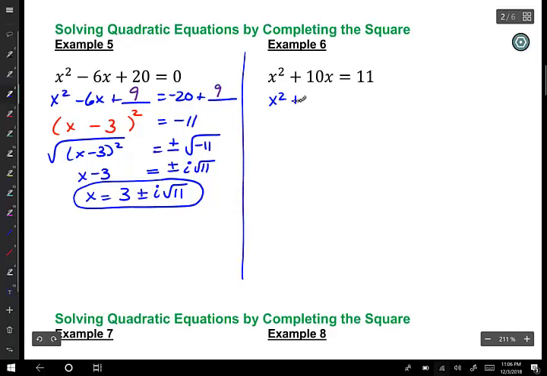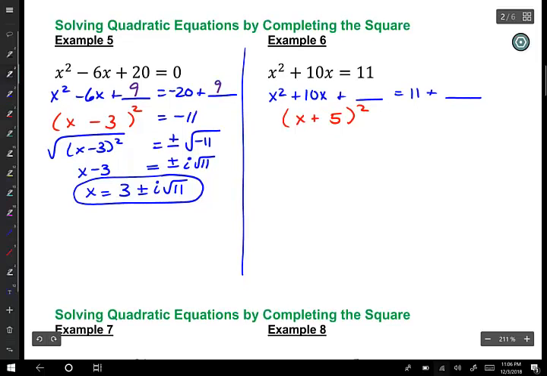We already have the constant on the other side, so I'm going to put in the blanks and work it from here. Thinking through, half of 10x is 5, and so that's going to be x plus 5 squared. And then I'm going to have to say, okay, half of 10 is 5, 5 squared is 25, and so I'm going to add a 25 to both sides, giving me on the right-hand side a value of 36. Now I'm going to take the square root of the left, x plus 5 squared. I'm going to take the square root of the right. Notice I immediately put a plus or minus in.